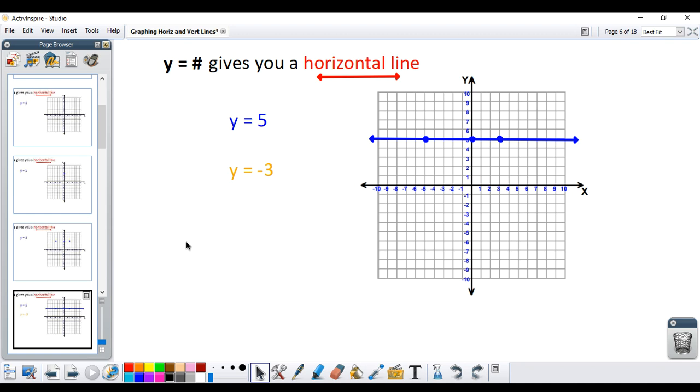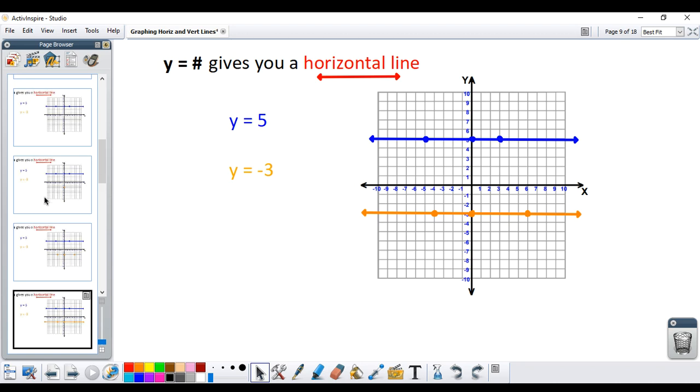So let's do another example of y equals negative 3. I'm going to find where y is negative 3 on the y-axis. And then I'm going to put a couple more points in, moving from side to side at that same level. So I haven't moved up or down. We're still at that level of y equals negative 3. And then I draw my line.